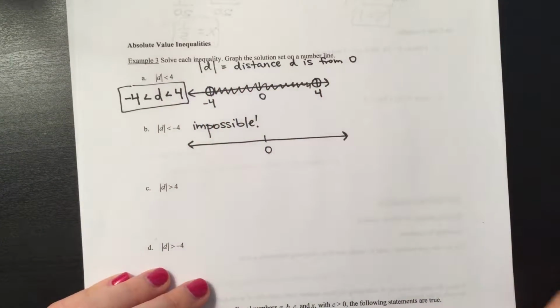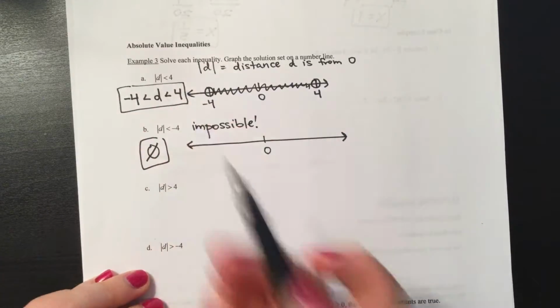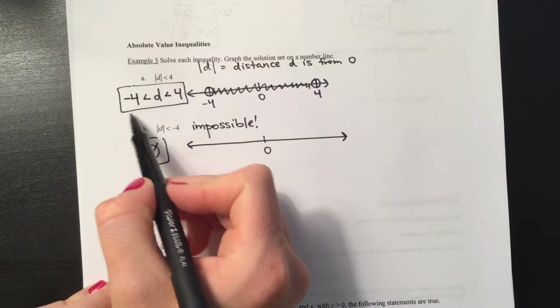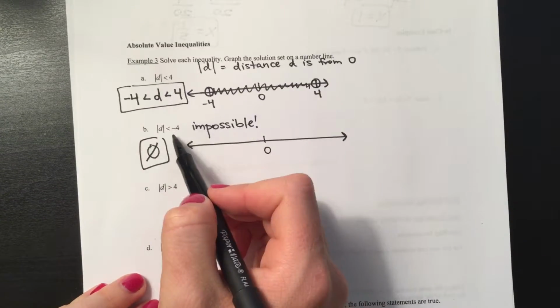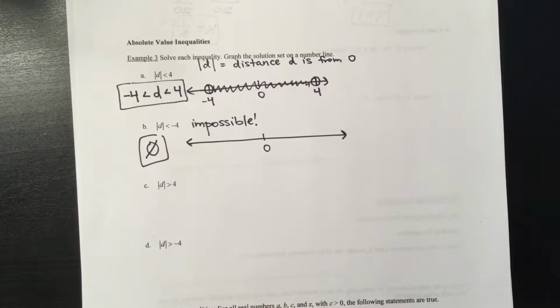So whenever something's impossible, whenever it doesn't have any answers at all, we say that it has no solution. So less than a positive comes out to be this 3-piece inequality. Less than a negative turns out to be impossible. That's what I've got so far. I have 2 more to look at. I want greater than a positive.